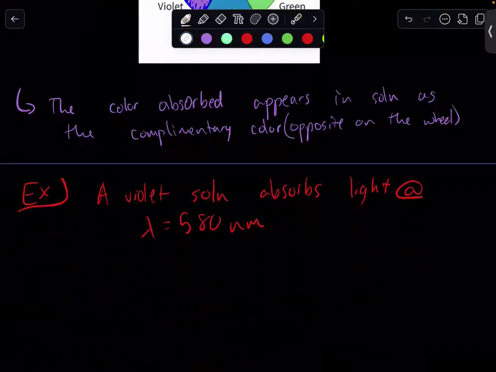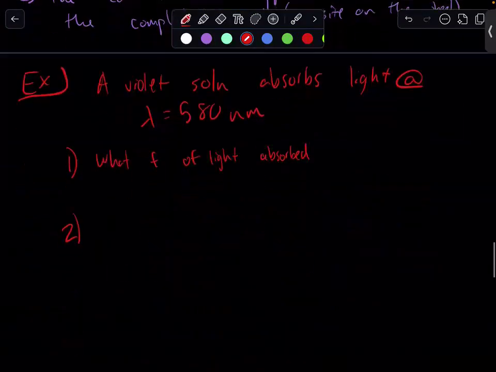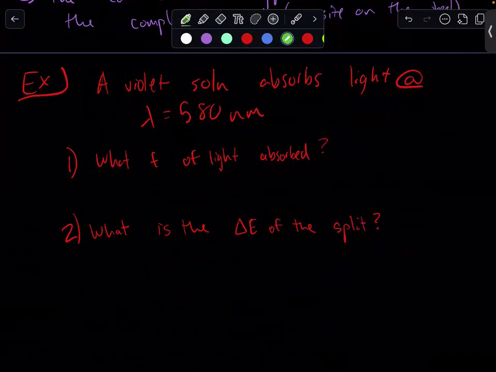All right, so the problem has two parts. One, what is the frequency of light absorbed? And two, what is the energy of the d-level split, or the change in energy of the split? So we'll solve these in two ways. You can pause it and try and do it on your own. Otherwise, I'm going to start solving right now.